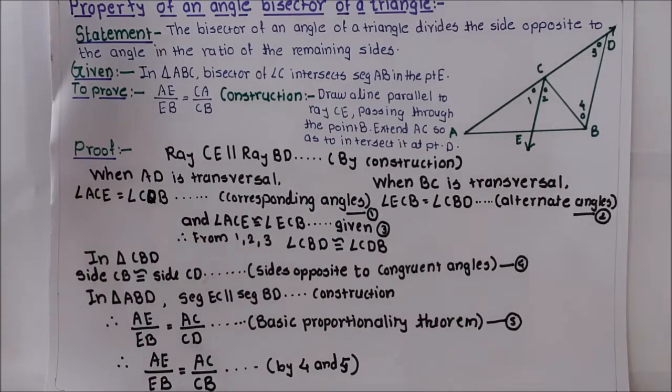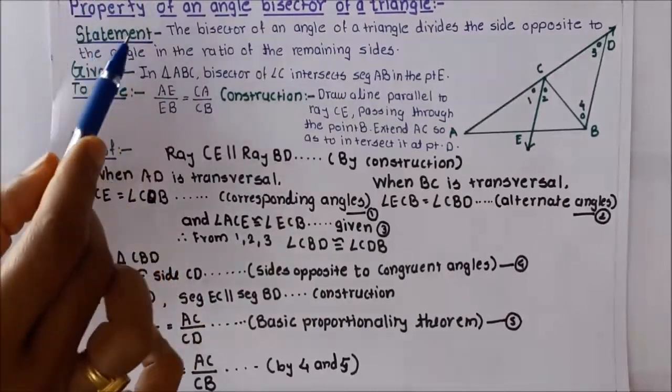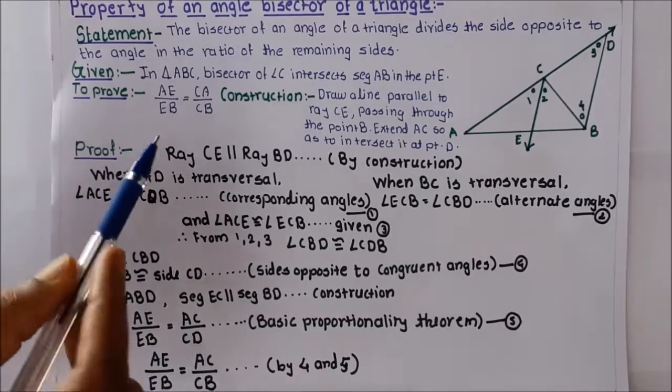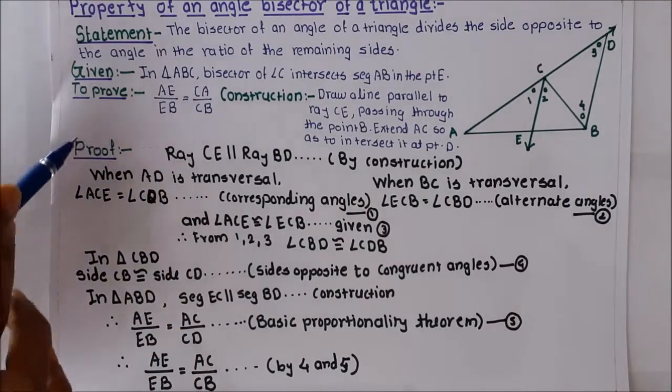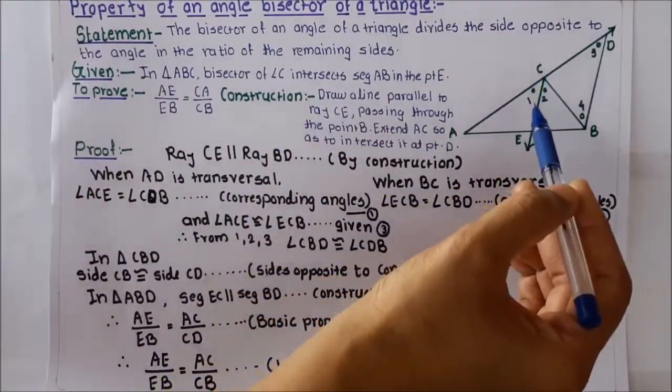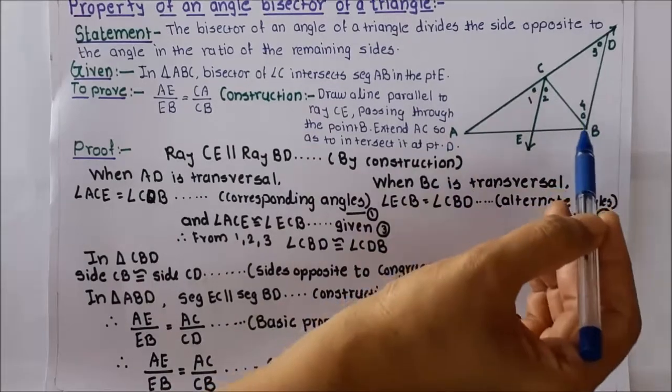Okay students, today we are going to see the property of an angle bisector of a triangle. Before that, we will recall the definition of angle bisector. An angle bisector is a ray passing through the vertex of the angle which divides that angle into two equal halves. Here you can see this ray CE is an angle bisector of this angle ACB.